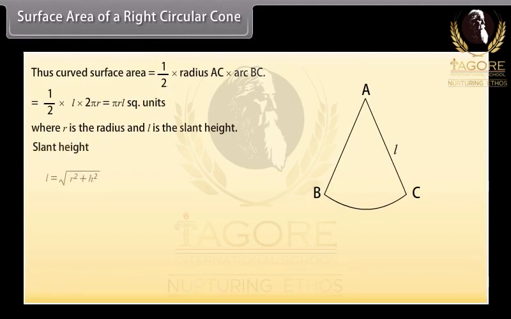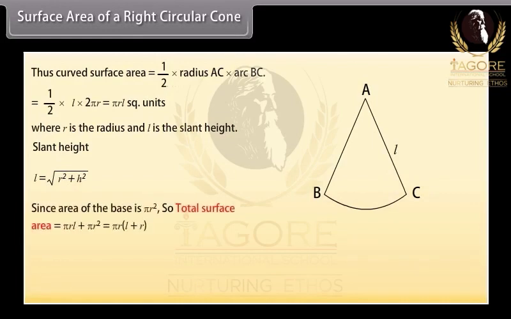And slant height L is equal to square root of r square plus h square. Since area of the base is pi r square, the total surface area is equal to pi r L plus pi r square, which is equal to pi r into (L plus r).